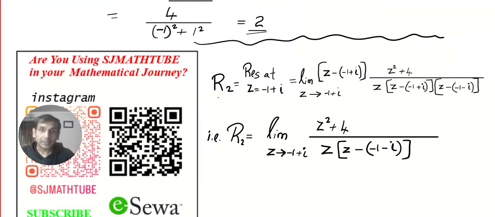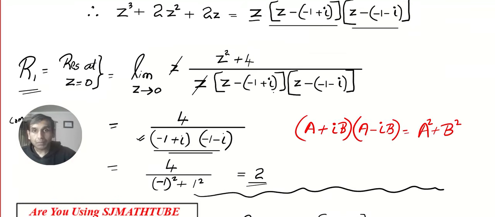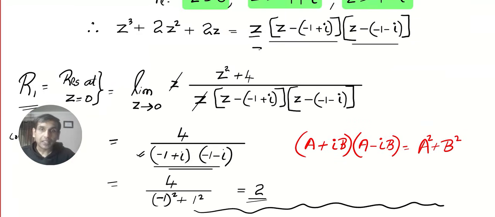Now look at this. I am trying to find the residue at this complex number. By the way, I hope you understood this part. Z into Z minus alpha into Z minus beta.